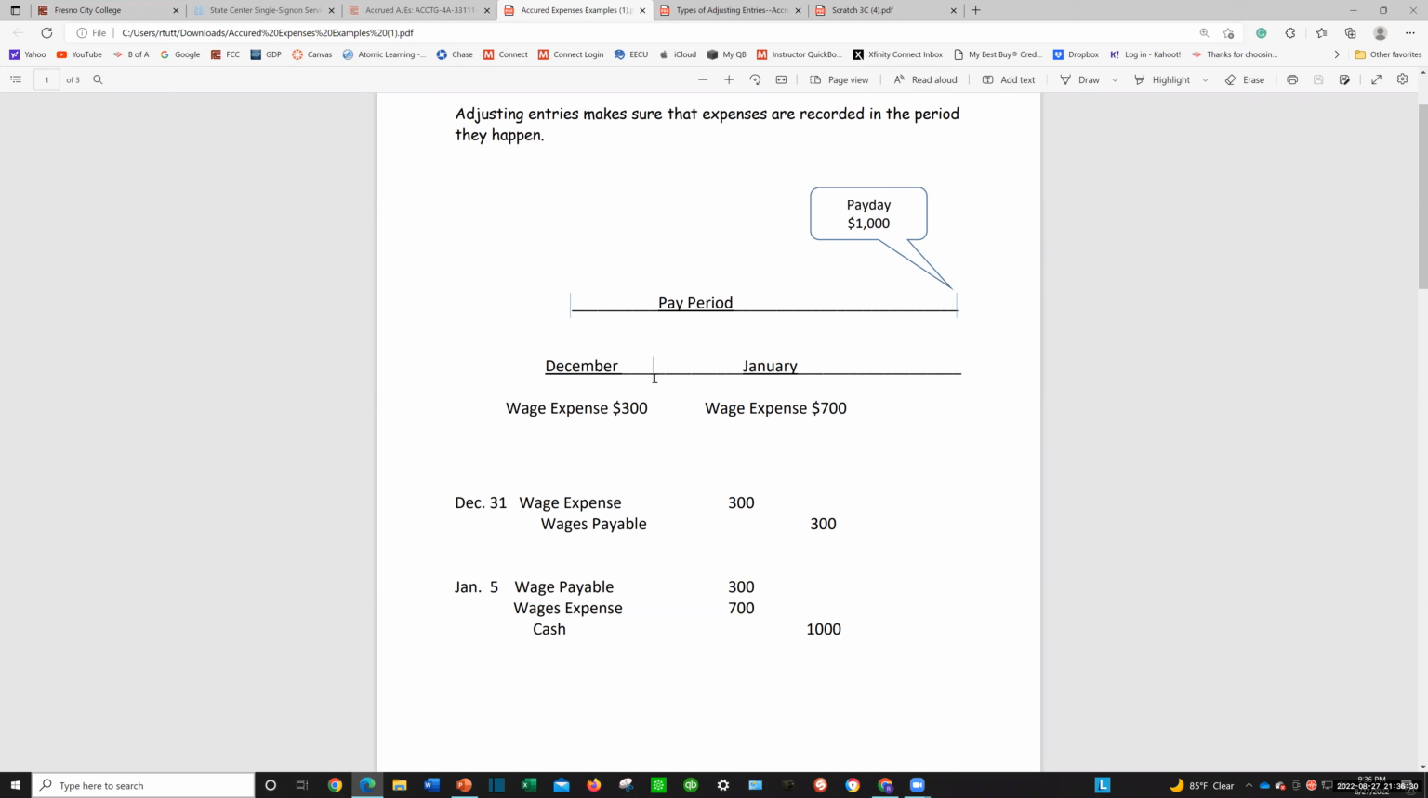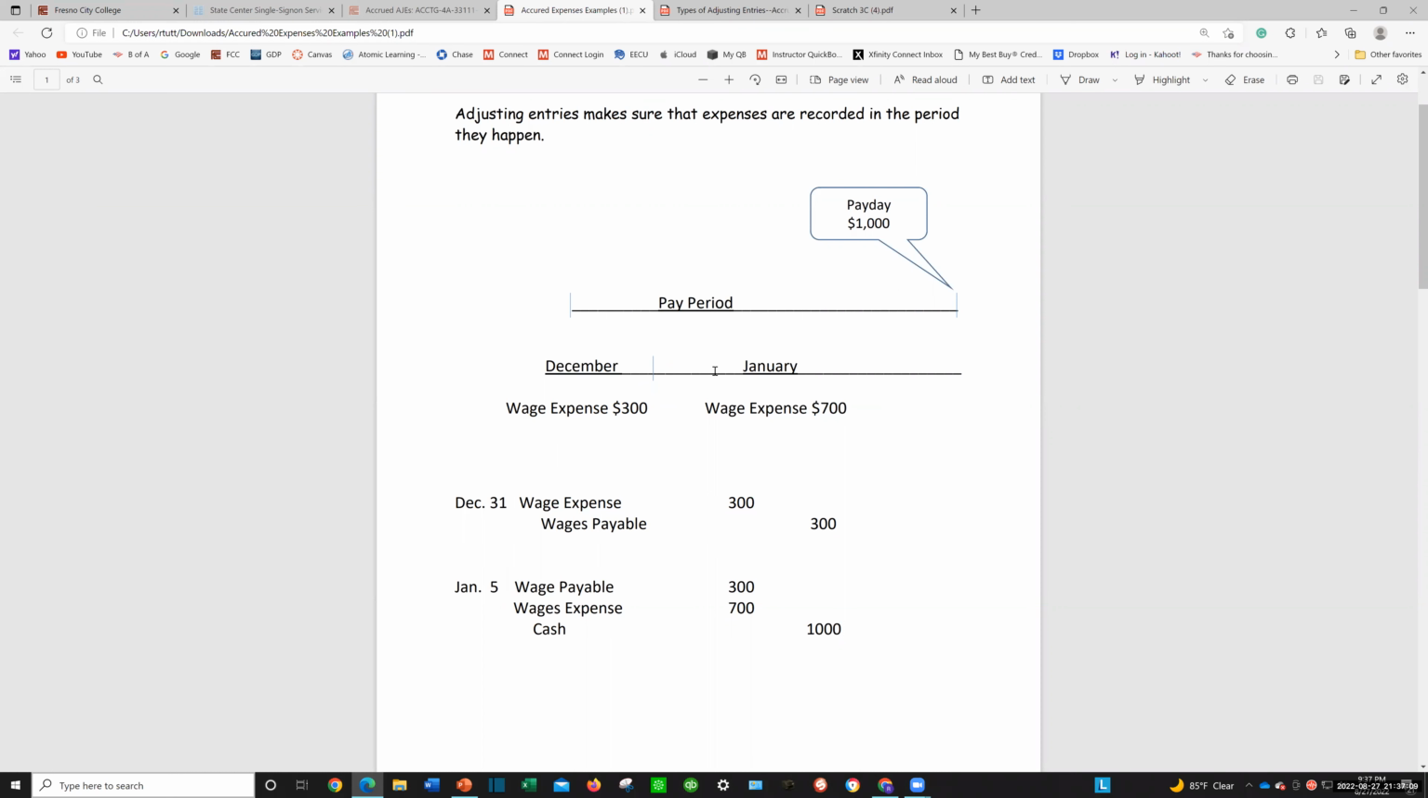Now, because we have to prepare financial statements at the end of December, we need to accrue the wage expense. Why? Because it happened. It's got to get onto the income statement. So on December 31, we're going to debit wage expense, $300, because we incurred that expense in December. Now, like I was telling you, we haven't paid them yet in cash. So we owe the employees. So what we'll do is we'll credit wages payable. That's what happens in December.